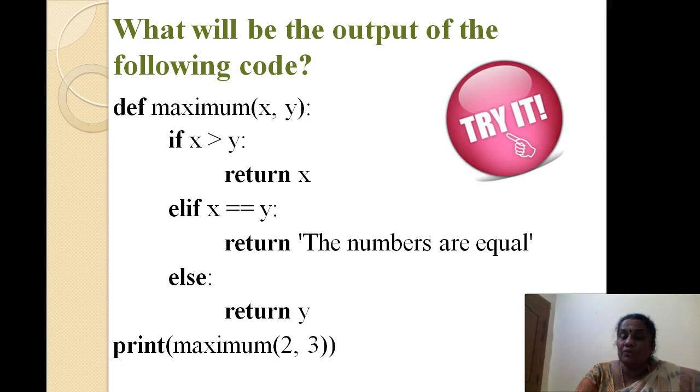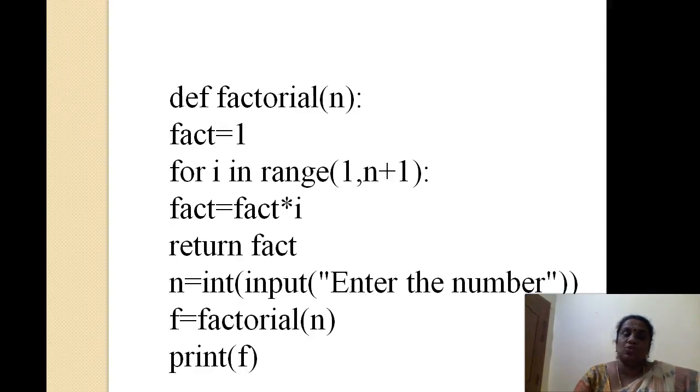What will be the output of this? Yes, here I am passing the values 2, 3. If x is greater than y, return x. If both are equal, the number will be x. Else it will return y. So you can easily guess the output. Here x is not greater than y, so it will return y. So you can use the return statement like this also.